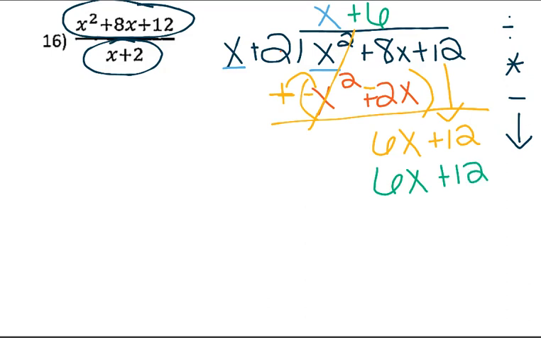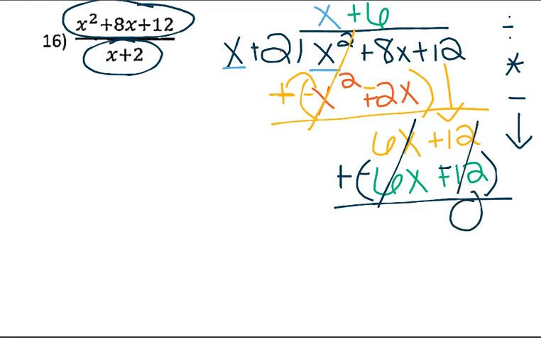Step 3 is to subtract. So I'm going to subtract all of this. I like to distribute the negative, so it's minus and minus, so now I'm adding. So 6x minus 6x is 0. 12 minus 12 is 0 as well. So this means I have no remainder in this problem. My solution is x plus 6.